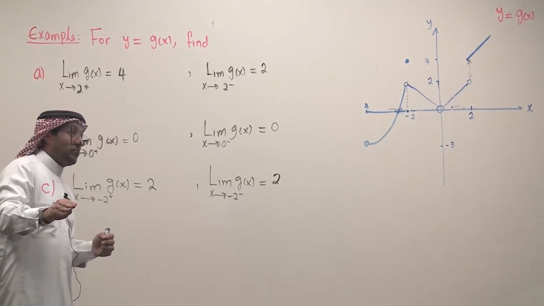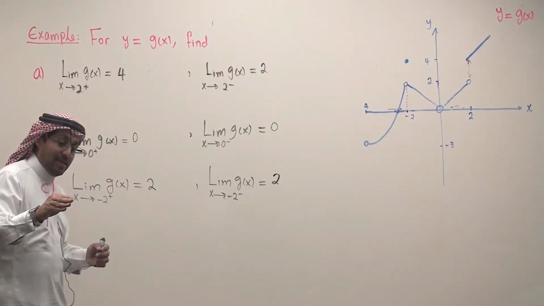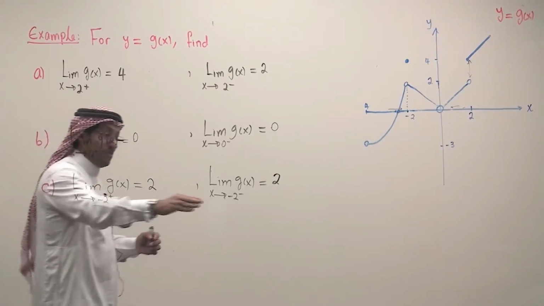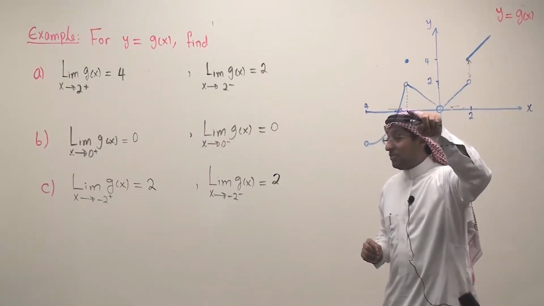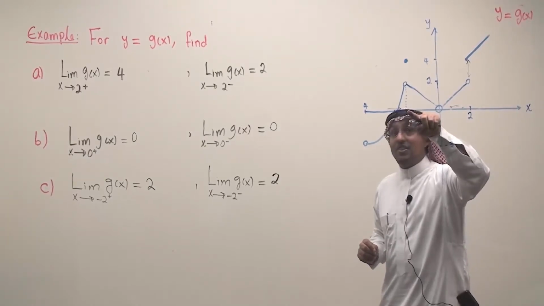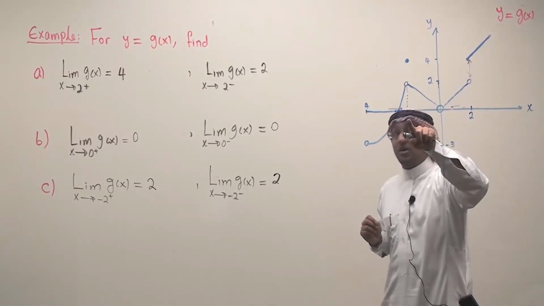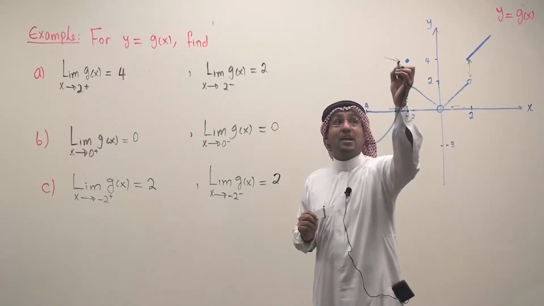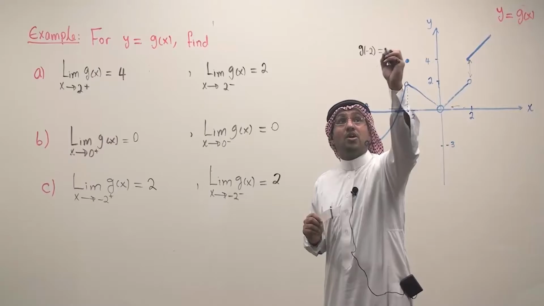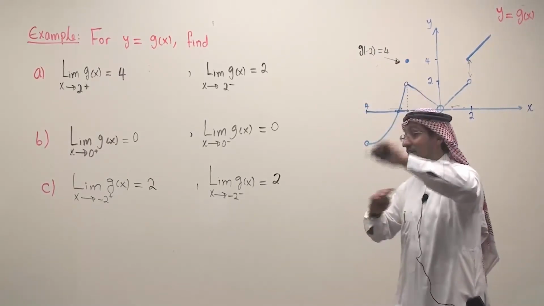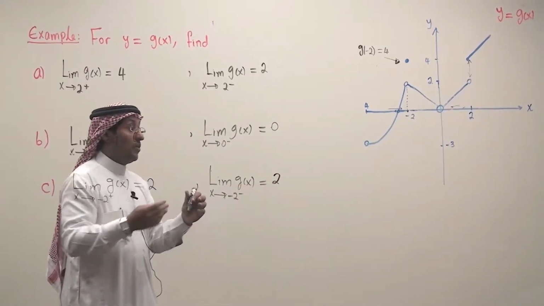Now look at this example. This function has limit from the right-hand side equal to 2 and from the left-hand side equal to 2. So this is at negative 2, right? When x approaches negative 2 from the right or left, the limit is 2. It is defined at this point negative 2, but its value is different from the limit. See here, g of negative 2 is 4, while its limit is something different. The limit from right is 2 and the limit from left is 2, while its value at that point is something different.